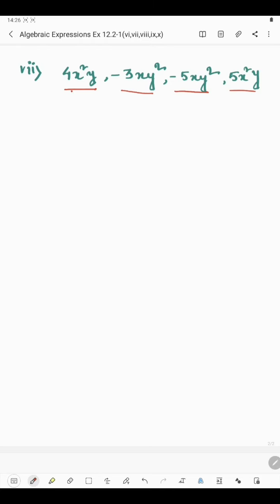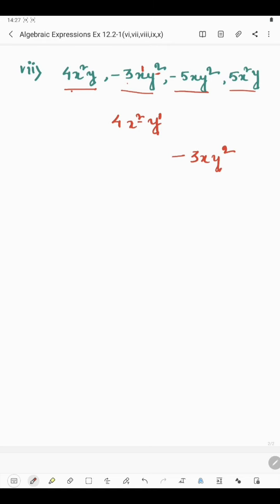Okay, now here at first, in the first expression we have 4x square y. Okay, now in the next expression we have minus 3xy square. Now here the power of x is 2 and here the power of x is 1. Here the power of y is 1 and here the power of y is 2. So that means these two are not the same. So we'll put it separately, not below this term.